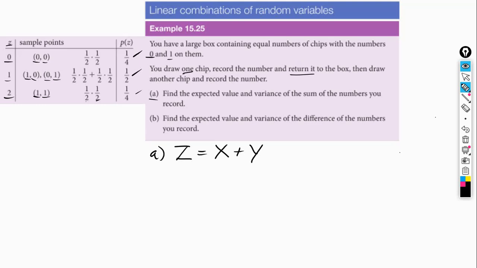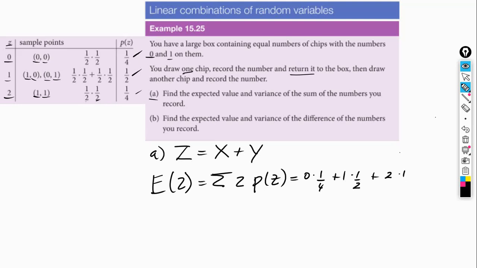So they want us to find the expected value of this, right? So let's remember that the expected value of, let's say this is z, so the expected value of z is going to be the sum of the possible z's times the probability of getting z. So notice that this is going to equal, and this gives us 1.